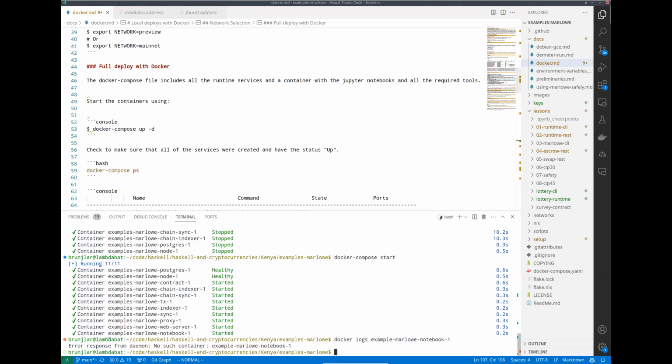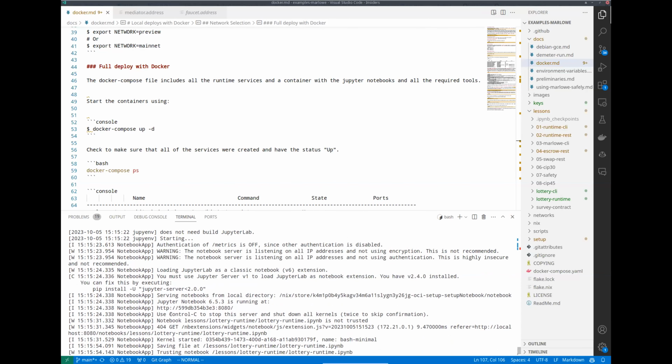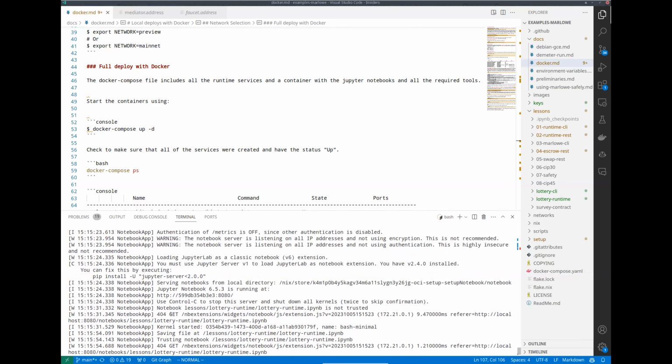But I do have that. I mean, here it says I have examples Marlowe. No, but DS. Oh, yeah, sorry. Examples. Serving notebook. Jupyter notebook is running. Okay. No idea what 404 errors are.